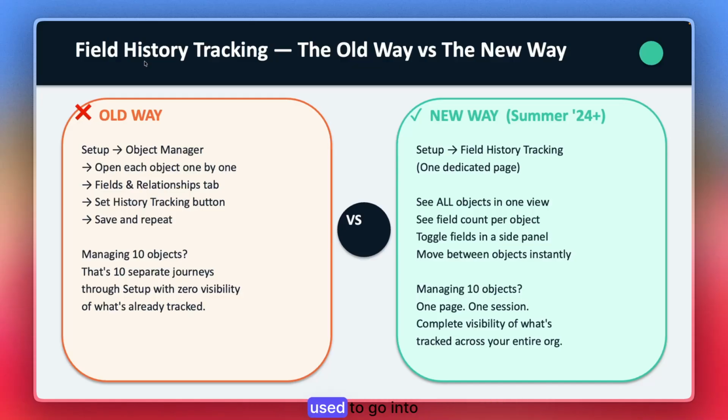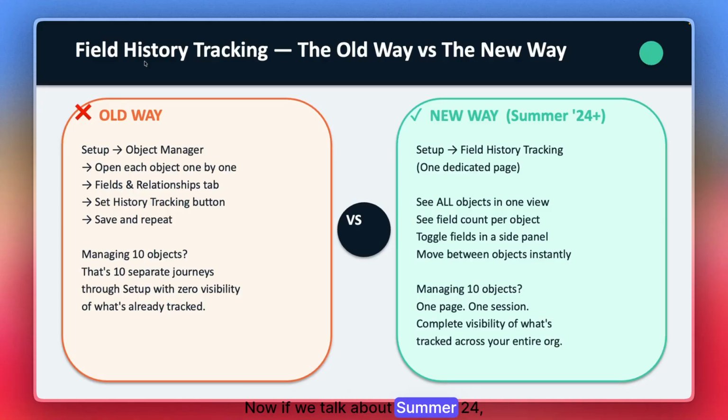Before Summer '24, there was an older way to enable field history tracking. We used to go into Setup, Object Manager, open each object one by one, go into the Fields and Relationships tab, and there is a Set History Tracking button. We used to enable fields, save, and repeat the steps. What if we need to manage 10 objects? We need to do it 10 times, like 10 separate journeys, and we don't have any dedicated way to see what we have set up so far.